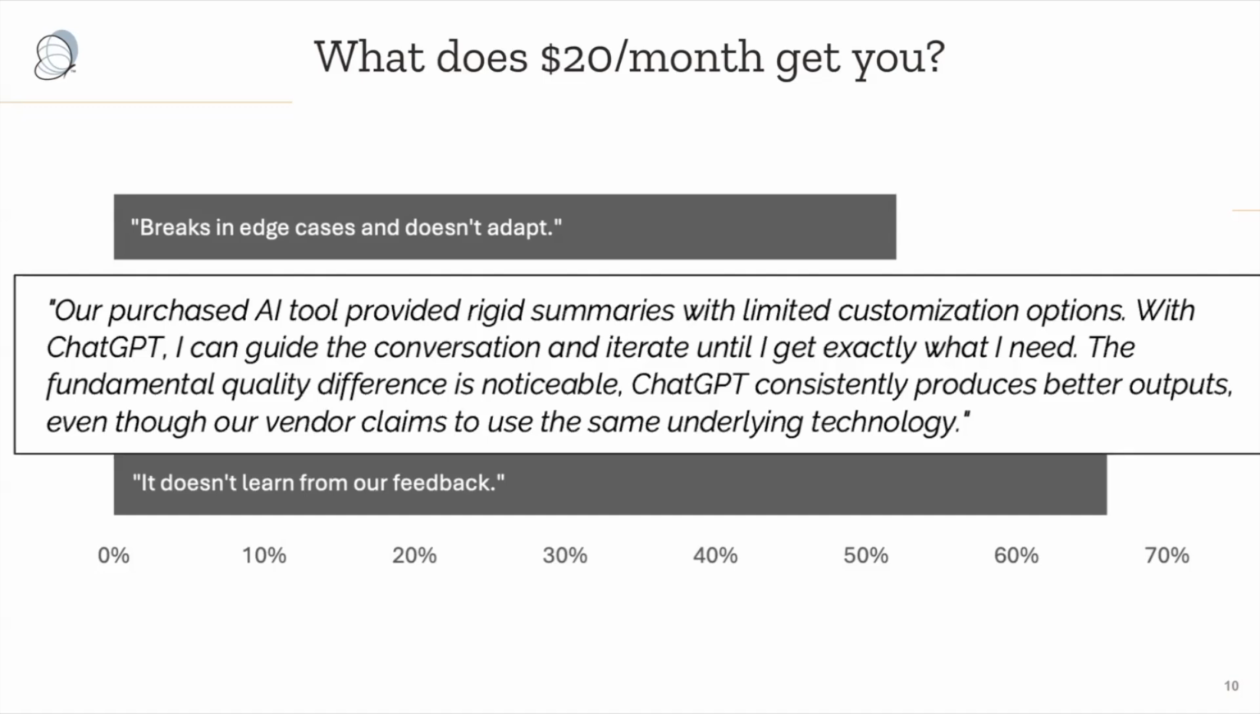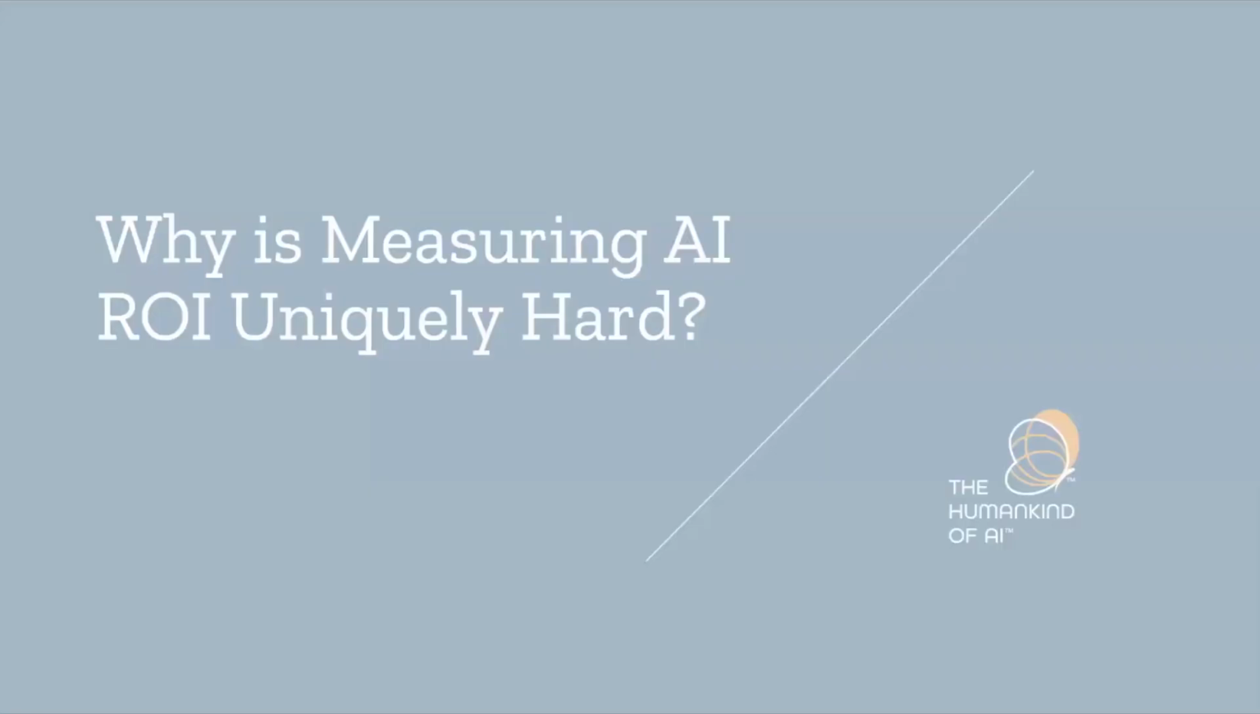ChatGPT consistently produces better outputs, even though the vendor claims to use the same underlying technology, right? So here's an interesting case where somebody says, well, give me a $20 a month subscription to ChatGPT. I am going to find that to be much more useful than if you go spend 50, 75, $100,000 building a thing that wraps ChatGPT because it doesn't sort of work the way I want it to work. And I have much more flexibility. Okay. So there are these headwinds if you're trying to deploy a custom solution.